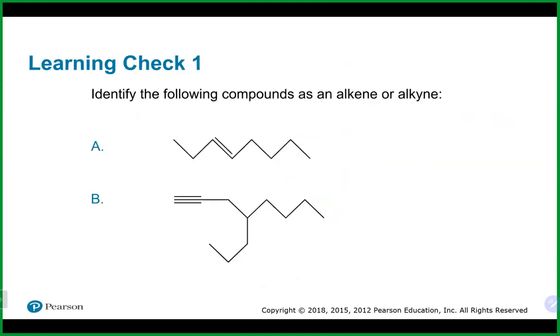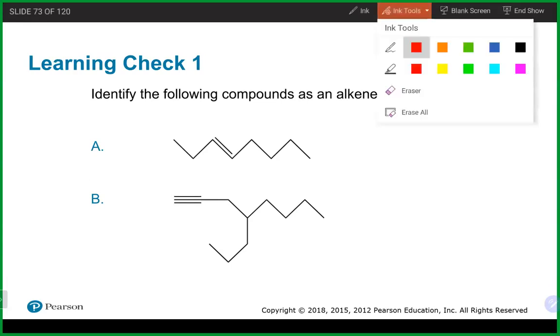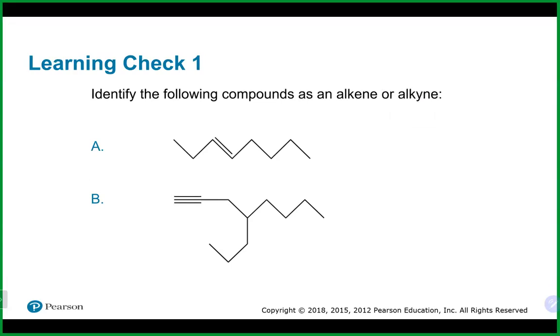All right. So identify the following compounds as an alkene or an alkyne. The first one should be an alkene, as we obviously have our double bond happening there. And the next one there would be an alkyne.